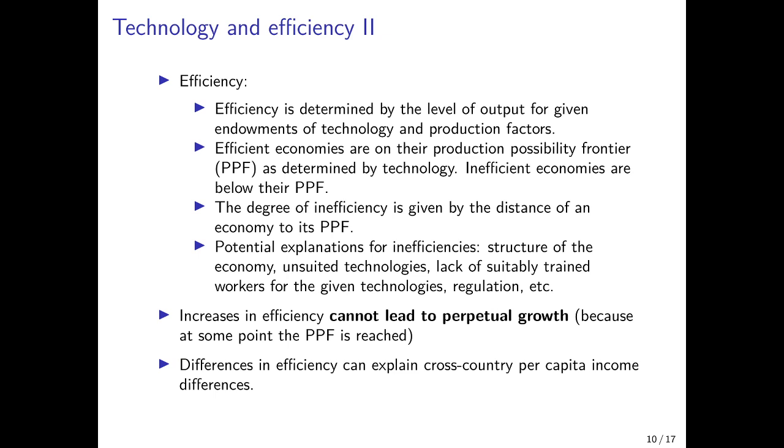Now, if a country increases efficiency, that would increase its per capita output and per capita income because the country comes closer to its production possibility frontier. But increases in efficiency cannot lead to perpetual growth because at some point, of course, the production possibility frontier is reached, and perpetual growth can only be generated by true technological progress in the very long run. However, differences in efficiency can still explain cross-country per capita income differences rather well, and we will see later on that a large part of cross-country income differences can be explained by efficiency differences.